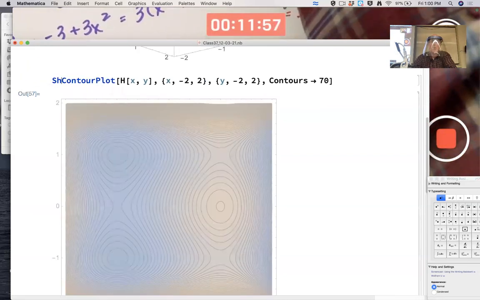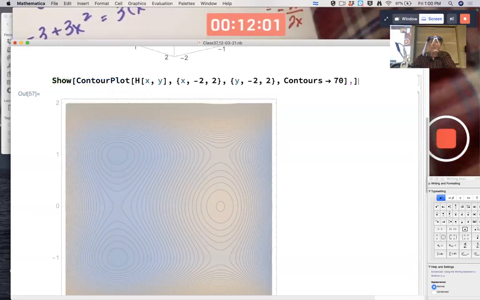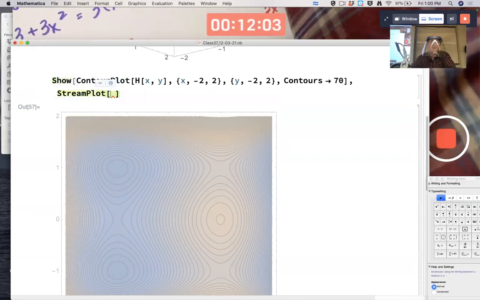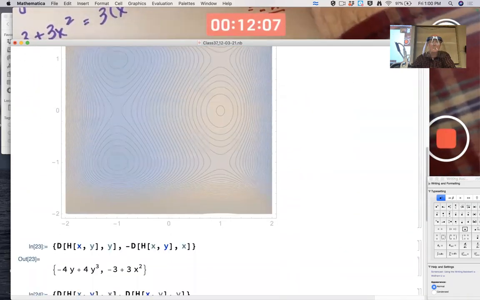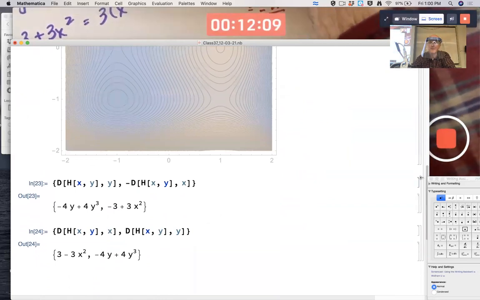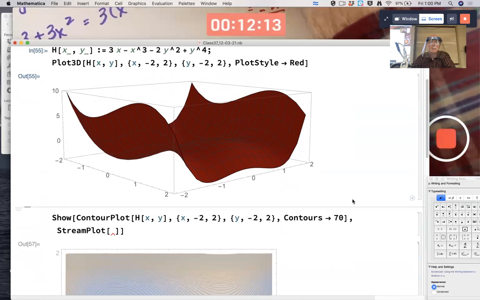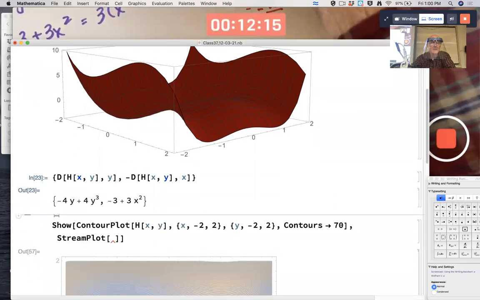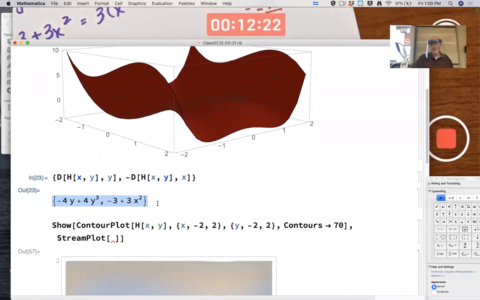Let's show the stream plot on top of this to confirm that. What is it the stream plot of? A certain vector field. It's this vector field here. That first thing, -4y plus 4y cubed, is little f, and the second thing, -3 plus 3x squared, is little g.